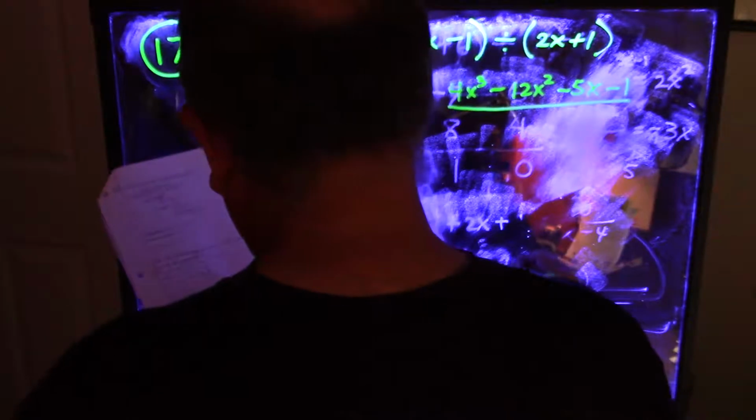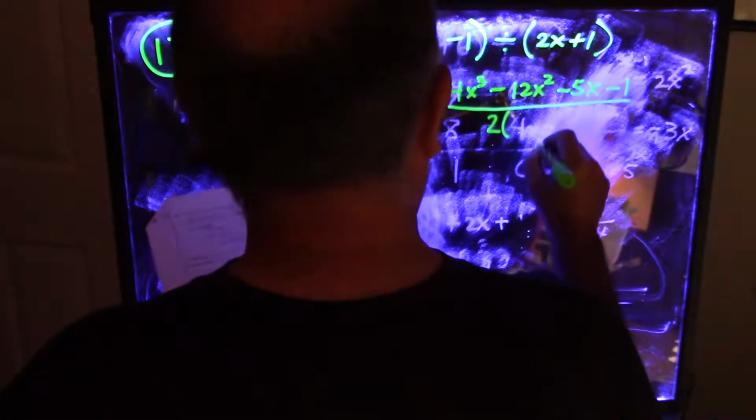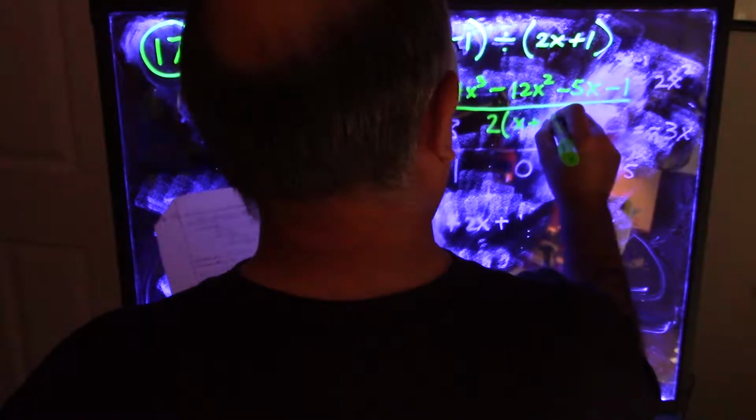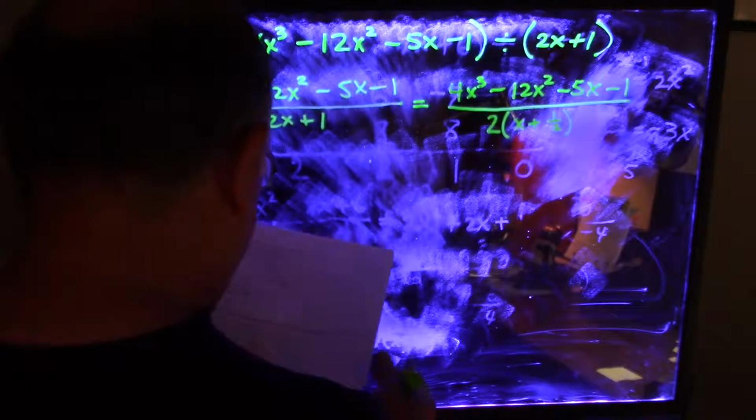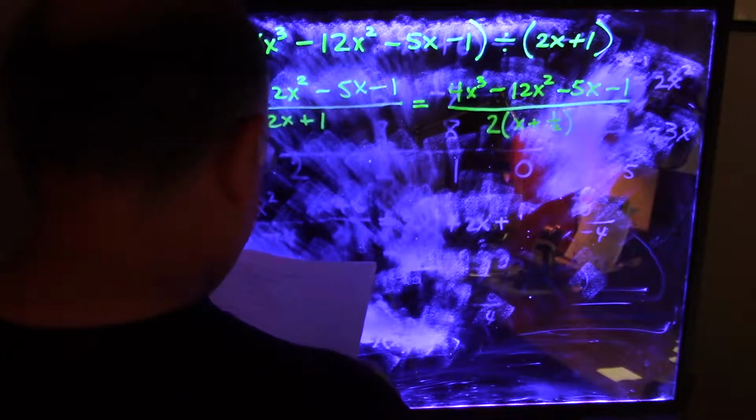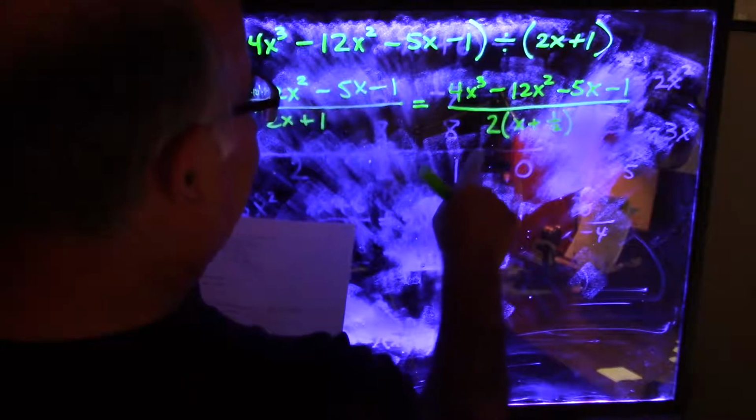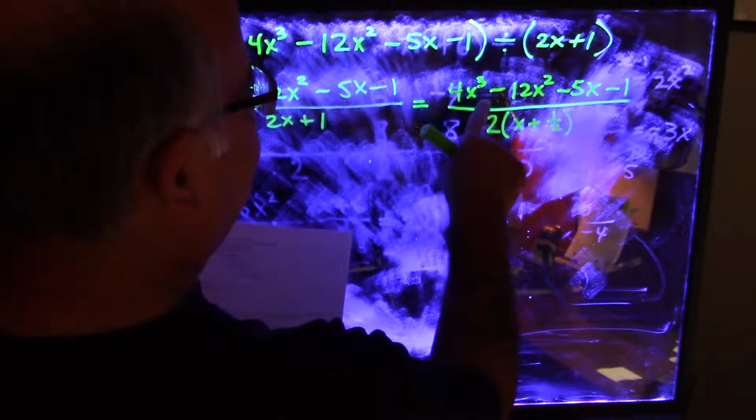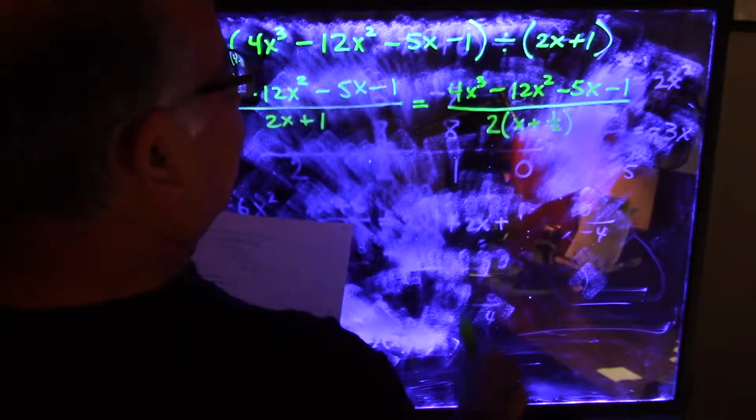First thing I can do is factor a 2 out of the denominator, and that leaves me with x plus 1/2, like that, common factor. Now this is the same as 1/2 times this fraction, this over x plus 1/2.